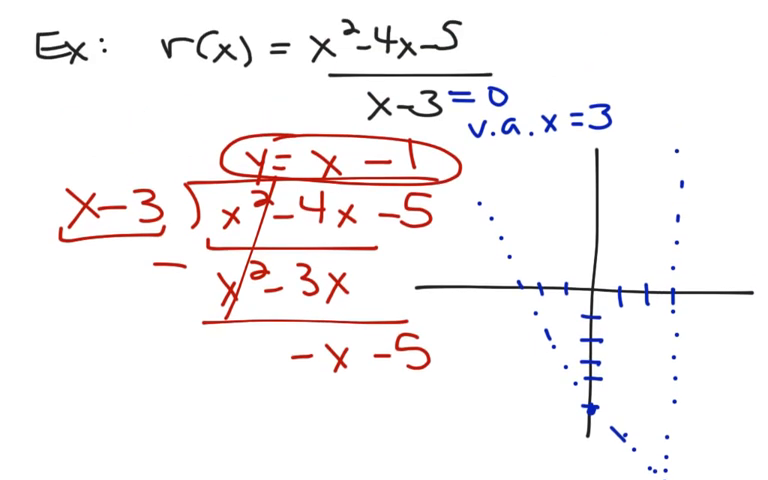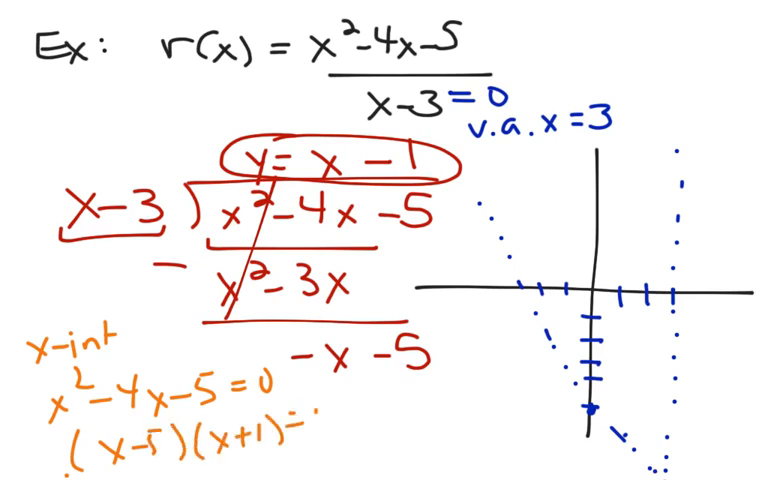All right, so now let's go back and look at this again. There's no horizontal asymptote because the bigger exponent of x is in the numerator. It's one of the reasons there's a slant asymptote. The x-intercepts, however, are where the numerator is equal to 0. Well, this one's easy. It factors into x minus 5 times x plus 1. So the x-intercepts must be at 5 and negative 1. So there's one here and one here.